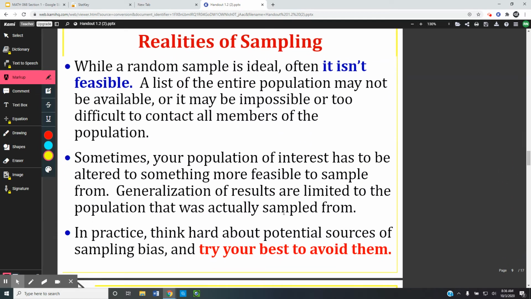So here's some realities of sampling. And I kind of lost where I was, and I had to get to it. There we go.